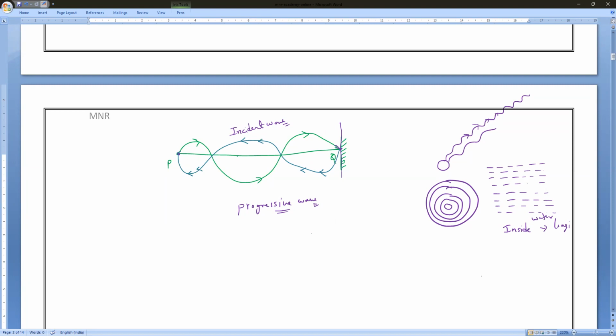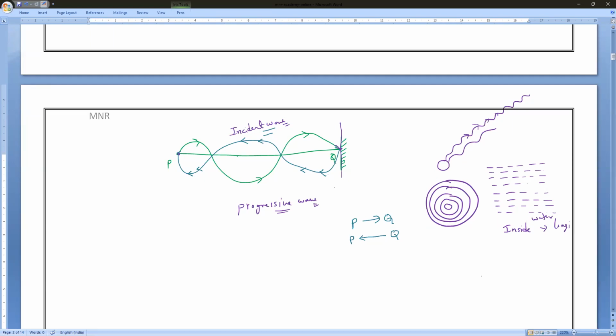What is the wave which we call it? Everybody? Yes, please. Stationary wave. So they're going from Q to P, and the reflected wave is overlapping the incident wave. Have you noticed that? Am I right or wrong? Please respond. The incident wave is going P to Q, and the reflected wave is coming from Q to P. So both are overlapping.